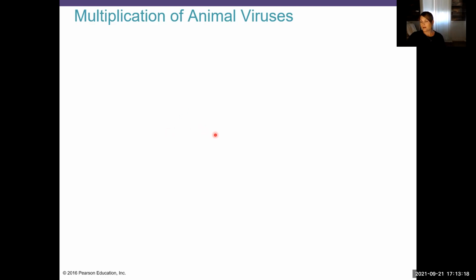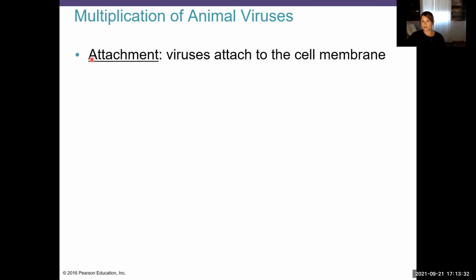So much of it is similar, you guys. The steps are similar, but because animal viruses are a little more complex, there's a few more steps involved here. So we're going to spend a little time talking about those. Okay, so the first stage, just like with bacteriophage, is attachment. The viruses have to attach to their target cell membrane.